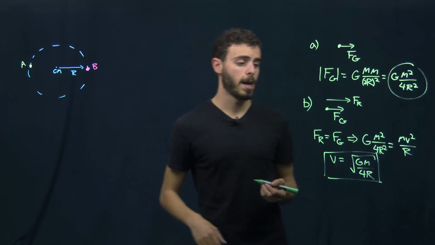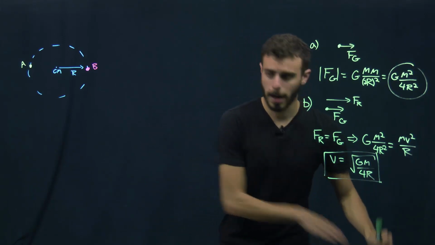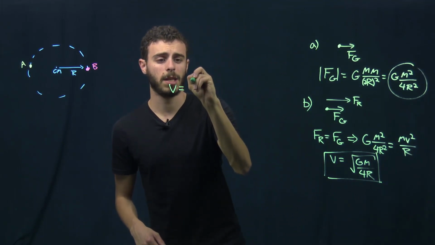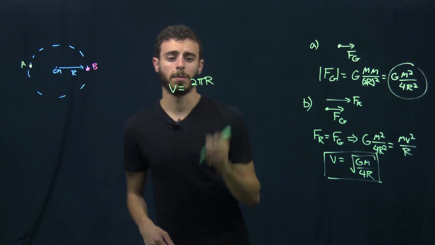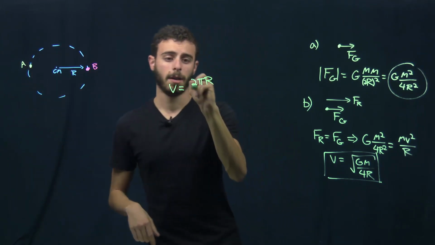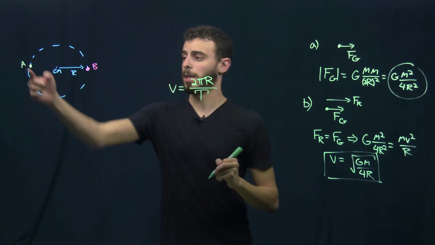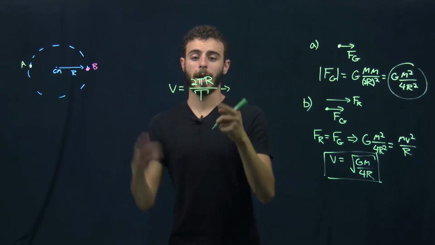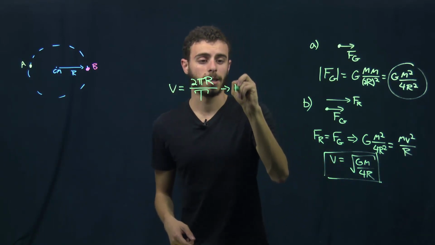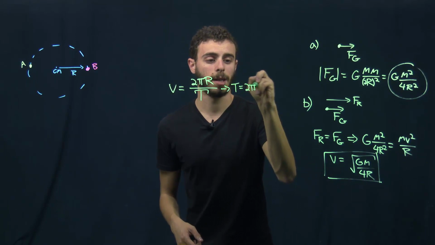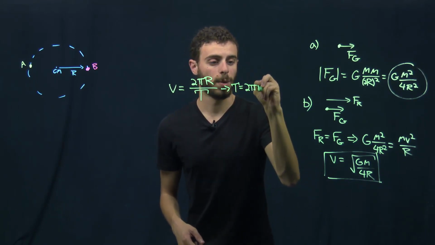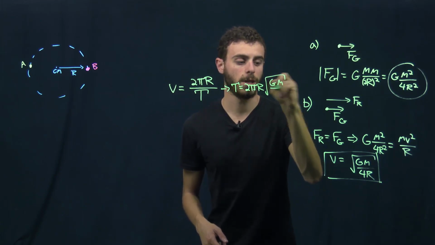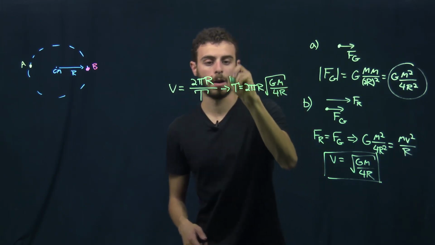Similarly, we can now solve for our period. I'll go ahead and move over here. We know simply that the velocity is equal to the distance traveled, which will be the circumference of the circular orbit, divided by the time it takes, which will be the period, the time it takes to complete one orbit. So we can rearrange this, plug that in, and solve, and we should basically get that the period is 2 pi r divided by the velocity, which is the square root of GM over 4r.